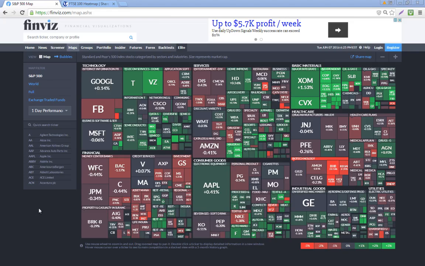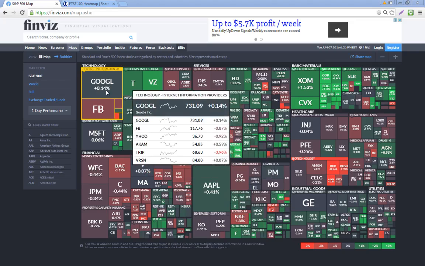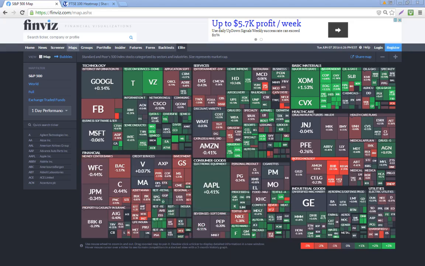Now, what I want you to realize is that if we have a big move in Google, that is going to have a lot more weight on the S&P 500 than a big move on QCOM or a big move on WDC, Western Digital Corporation. Even though this is a stock that has weight on the overall index, Google is going to be a much, much larger driver for a move of the S&P 500.